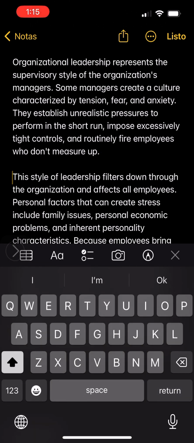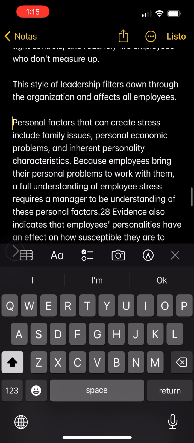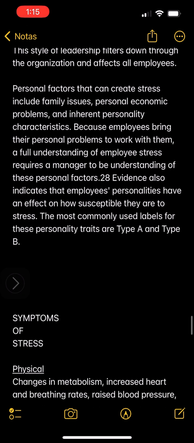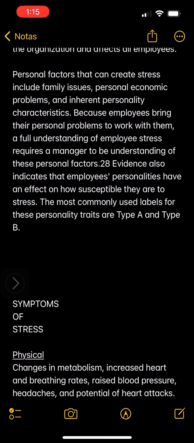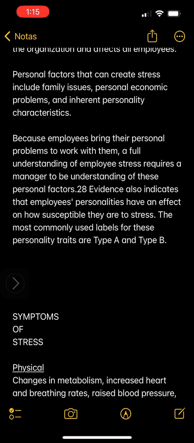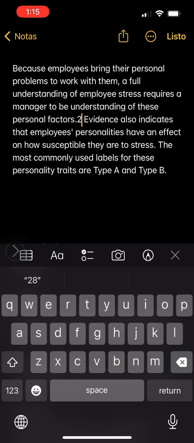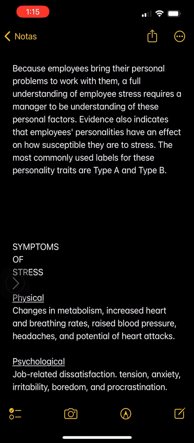Personal factors that can create stress include family issues, personal economic problems, and inherent personality characteristics. Employees bring their personal problems to work with them. A full understanding of employee stress requires a manager to be understanding of these personal factors. Evidence also indicates that employees' personalities have an effect on how susceptible they are to stress.